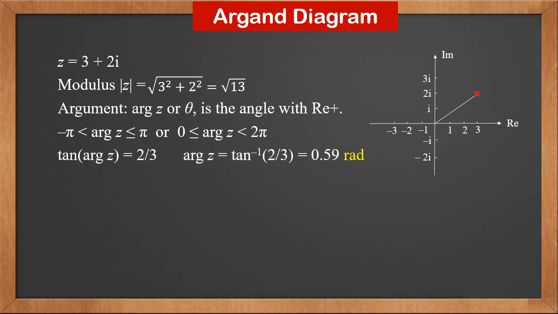Tangent of arg z is 2/3. It is in the first quadrant, so arg z is inverse tangent of 2/3, which is 0.59 radians. Remember, the argument should be in radians.